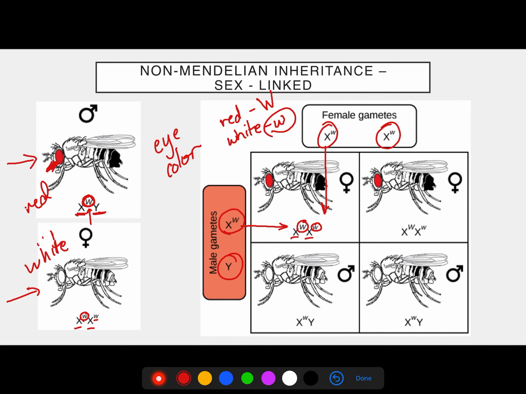So I know that this is female. It has a red gene and a white gene. It's going to have red eyes. That's how that works. You can tell female and the phenotype at the same time. And so this is how that particular type of cross works. This is just how we tell if something is sex-linked.